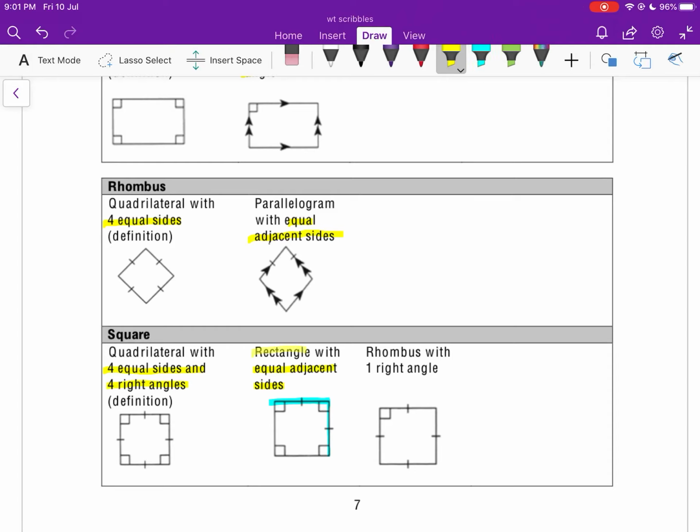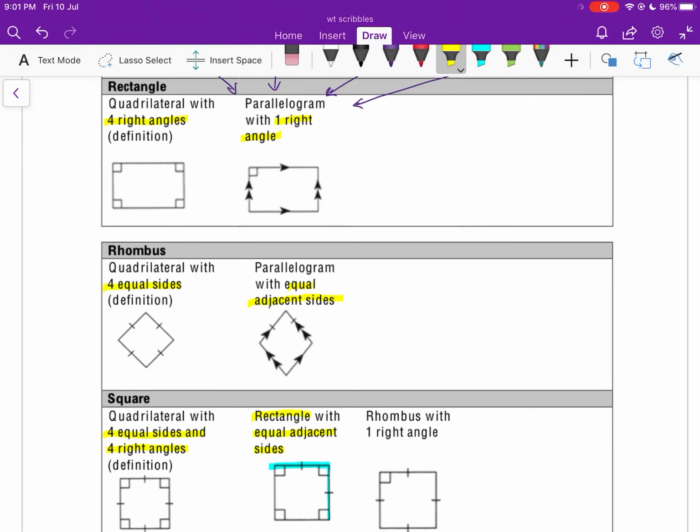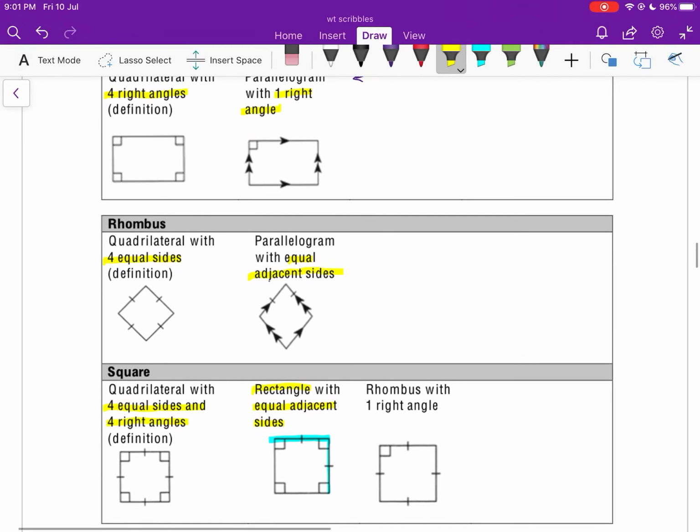So it must be a rectangle. So you must follow the criteria of a rectangle, and on top of that, it must have equal adjacent sides. Next, we also say that a rhombus with one right angle is also called a square. Okay, so these are different criteria to prove certain kinds of quadrilaterals. So let us try to do some examples on it.